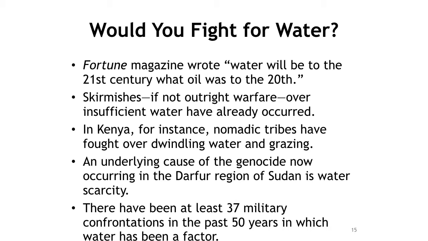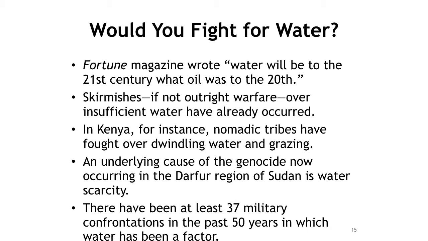In Kenya, nomadic tribes have fought over dwindling water and grazing. An underlying cause of the genocide now occurring in the Darfur region of Sudan is water scarcity. When rain was plentiful, Arab pastoralists and African farmers coexisted peacefully. Drought, perhaps caused by global warming, has upset that truce. The hundreds of thousands who have fled to Chad could be considered climate refugees as well as war victims.